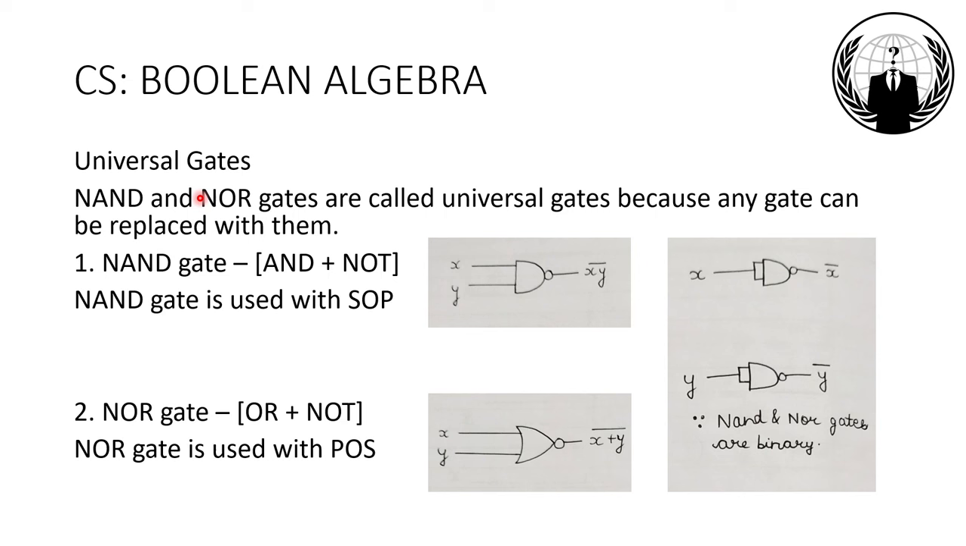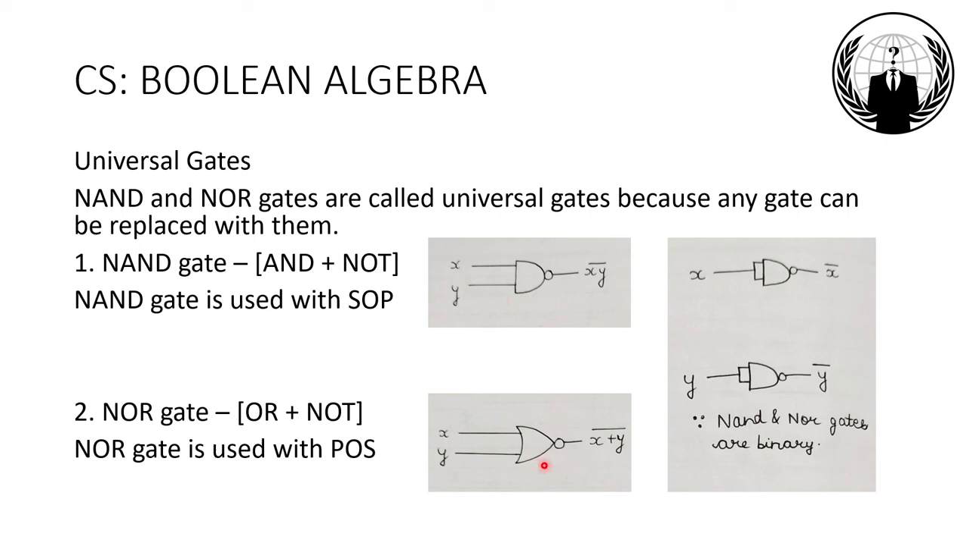Now here are the universal gates, which are of two types, NAND and NOR gate. The NAND gate is the combination of AND and NOT gate, and the NOR gate is the combination of OR and NOT gate. These two gates are called universal gates because any gate can be replaced with them. That means instead of using NOT gate, AND gate and OR gate, we can use NAND and NOR gate universally in the place of any of the gates. The NAND gate is basically used with SOP, or sum of products, and the NOR gate is used basically with POS, or product of sums.